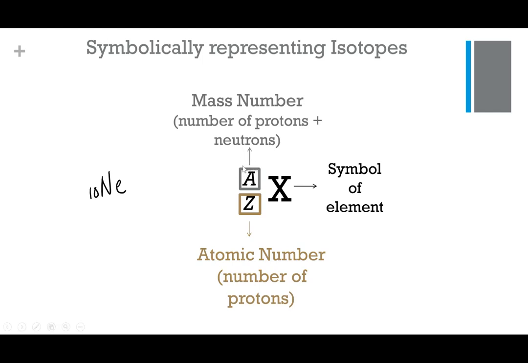The number here on the top is the mass number. So the mass number is going to be the number of protons plus the number of neutrons. So we're adding together the two particles that have a mass. Electrons are not included in here because the electrons essentially don't have a mass. So number of protons plus the number of neutrons.